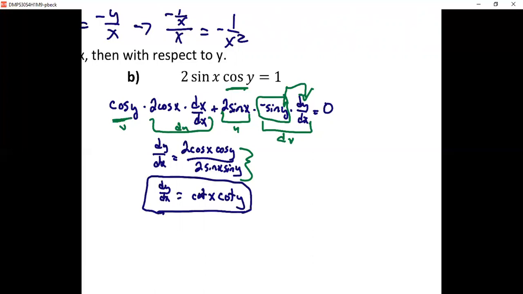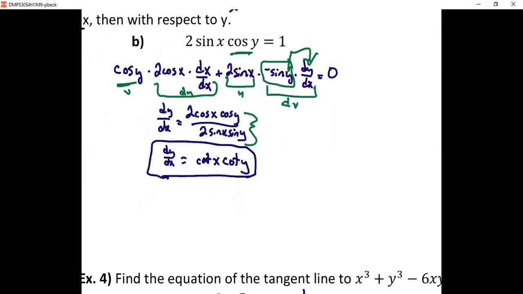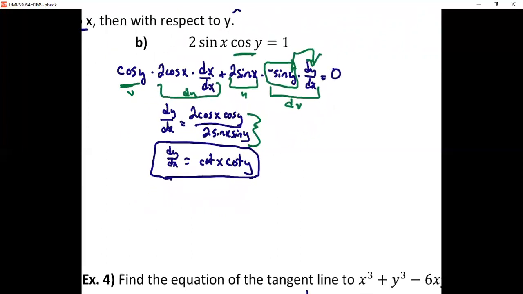And I'm not sure why I don't have the other half of this on here, but if I took the derivative with respect to y, we should end up with dx/dy equals the reciprocal, which is tangent x tangent y.